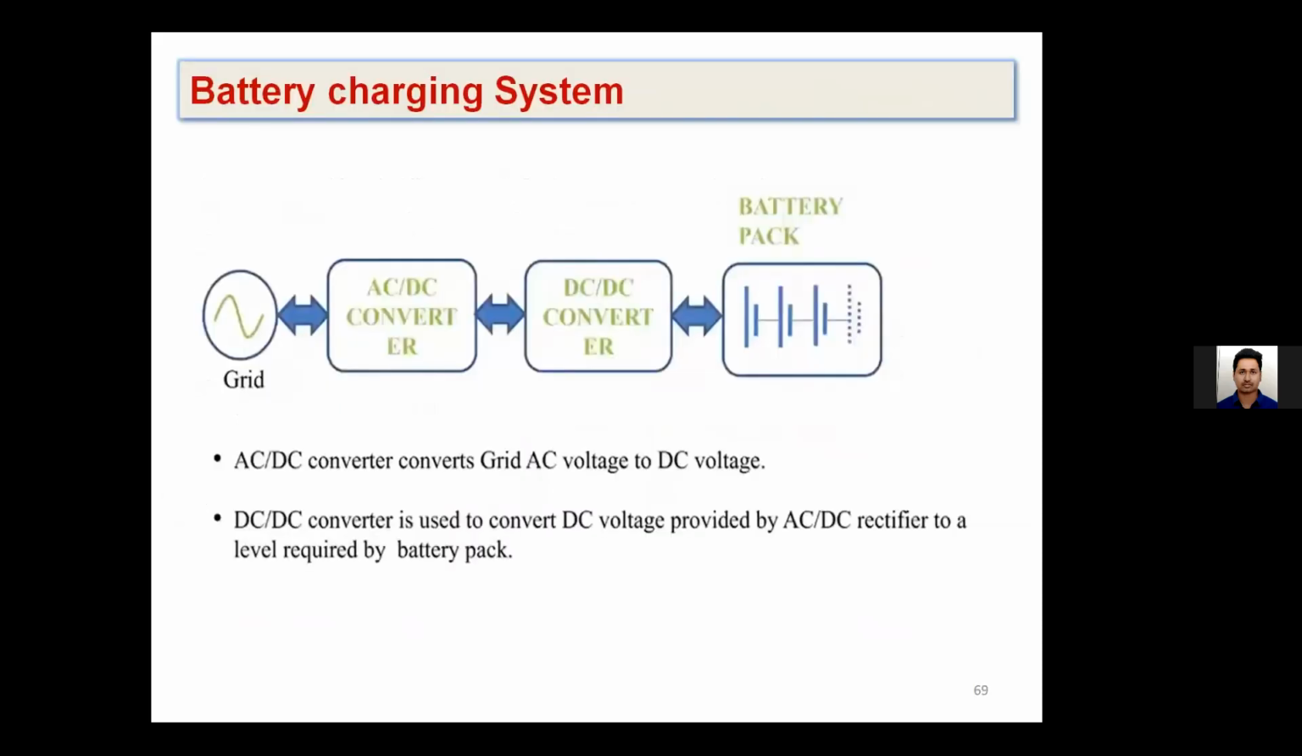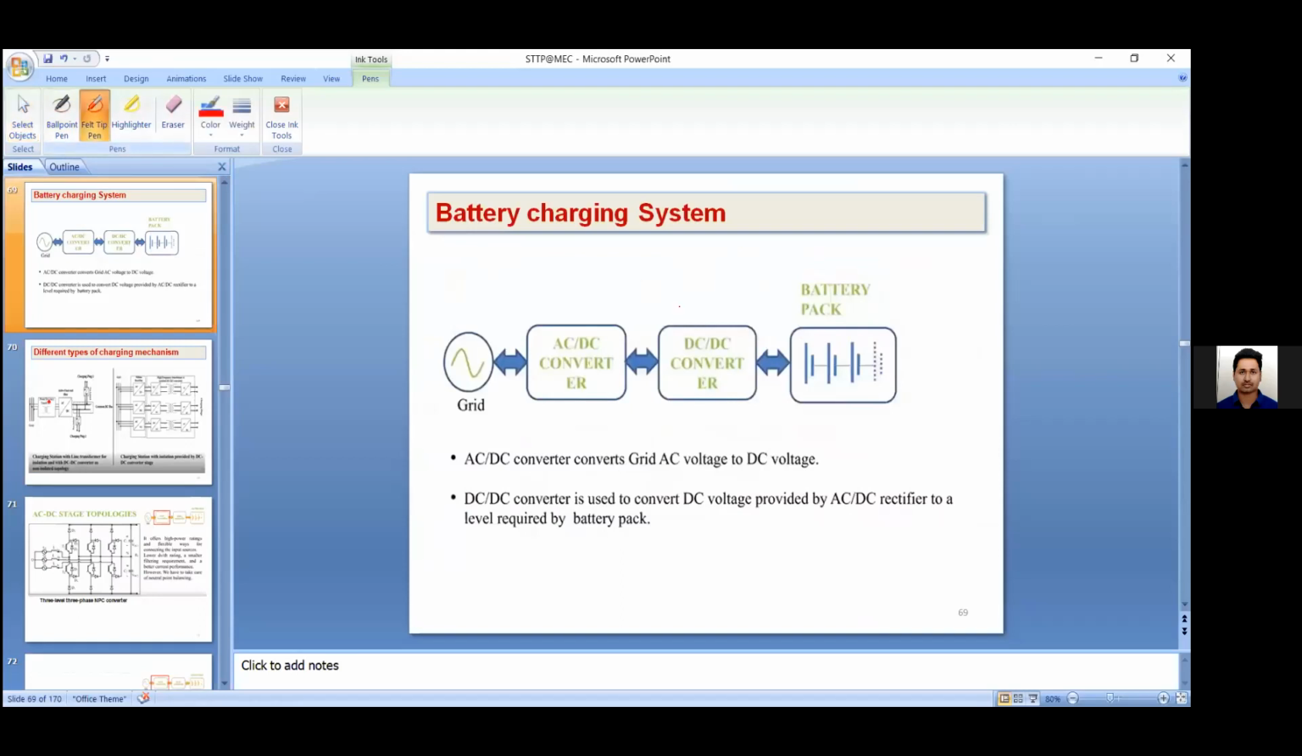So coming to this particular thing, the main objective here is to charge the battery. So this is your utility or grid where we have the AC. Here we require DC, so we are first converting AC to DC. Again, you may think that this DC can be directly given. Already we are converting AC to DC, so directly this can be given.